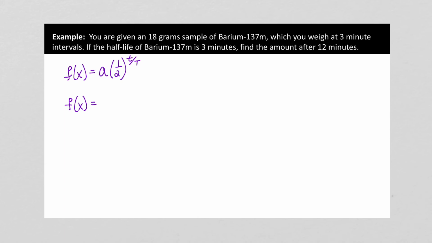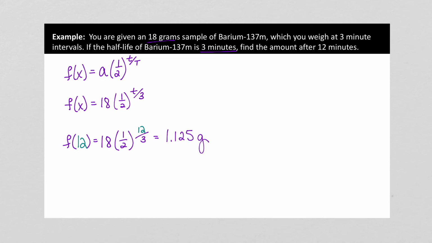our initial value was 18 grams. And the time it takes for the half-life is 3 minutes, so we'll put 3 in there. And then it asks for the amount after 12 minutes. So at this point, we'll plug in 12 for little t. And we get 1.125 grams of barium-137m.